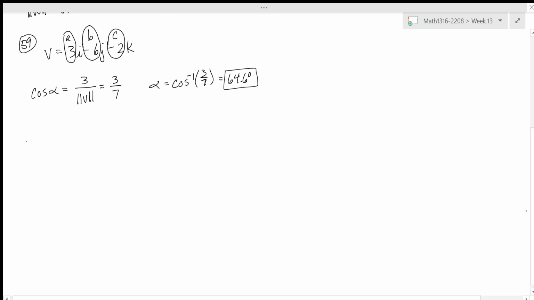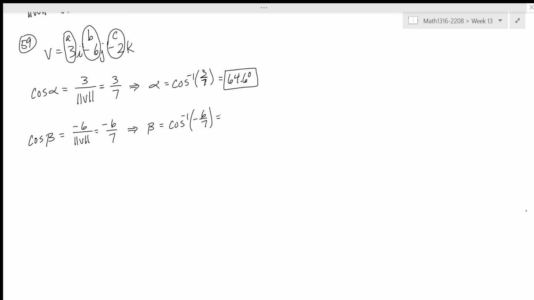Okay, next, cosine beta. That's going to be B, which is -6, over the magnitude of V, which is 7, so -6/7. And from there, we can get beta by doing the inverse cosine of -6/7. And I'd like that in degrees rounded to the nearest tenth, please. 149.0 degrees.